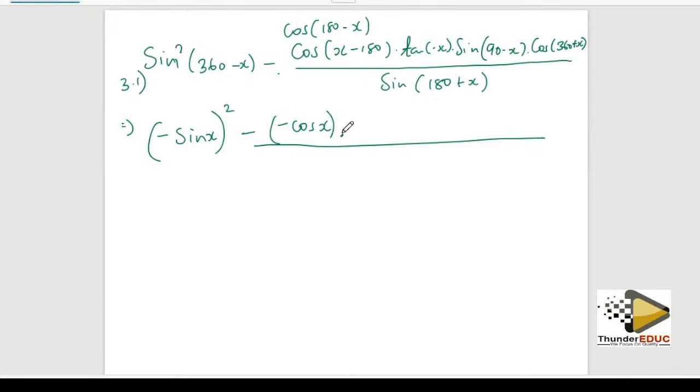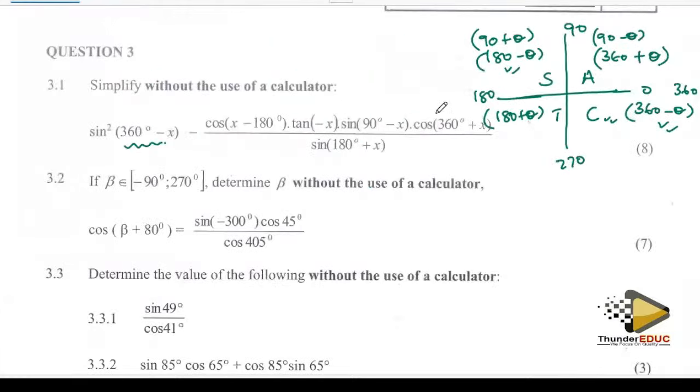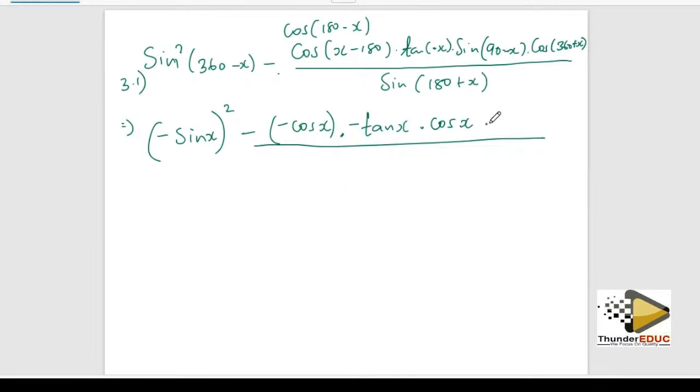I go to the next one, the tan of negative x. I can take the negative out so that it's negative tan x. And then the sine of 90 minus x, this is a complementary ratio. So this is going to give me a cos of x. And then cos of 360 plus, remember 360 plus is in quadrant 1. And in this quadrant, all the trig ratios are positive. So that's going to be cos x.